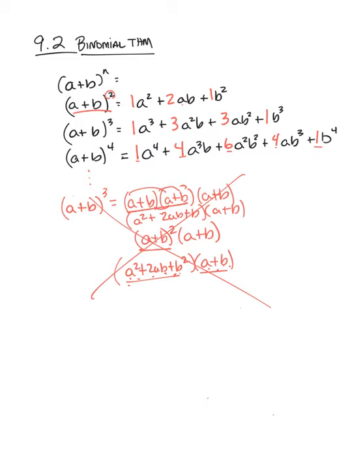Same thing all the way down here at a to the 4th. It goes a to the 4th, a to the 3rd, a to the 2nd, a to the 1st, and then a to the 0. The b's go b to the 0, b to the 1st, b to the 2nd, b to the 3rd, b to the 4th. So that's what we're going to be doing. That's just a quick intro there. And now we're going to get to where you can start taking your notes.